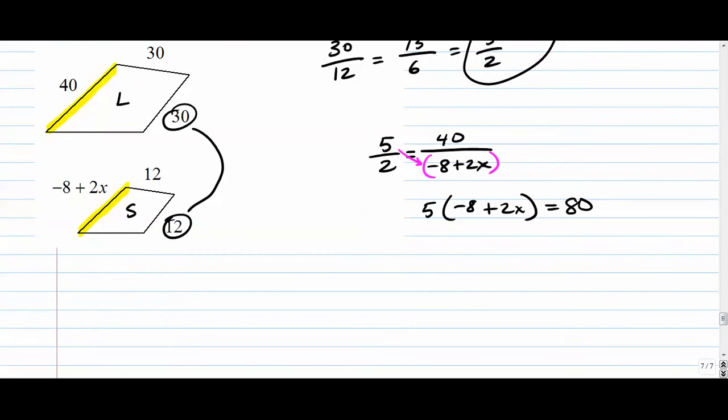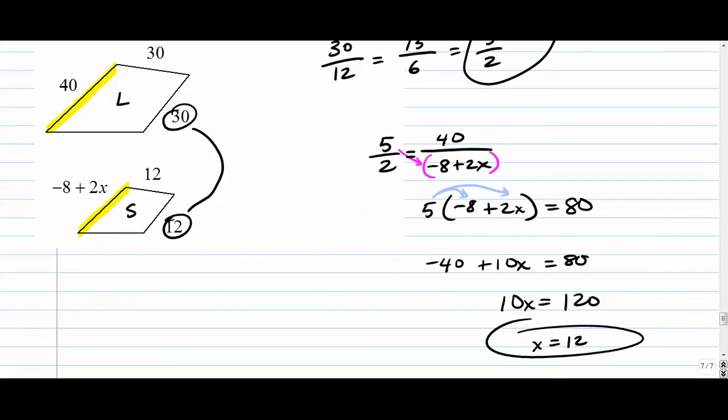Last time I divided by 5, this time maybe I'll distribute just to mix it up a little bit. I'm distributing that 5 value into here and here. And keep going here, we're almost done. I'm going to add 40 to both sides. 10x is equal to 120. X is 12. X is 12.